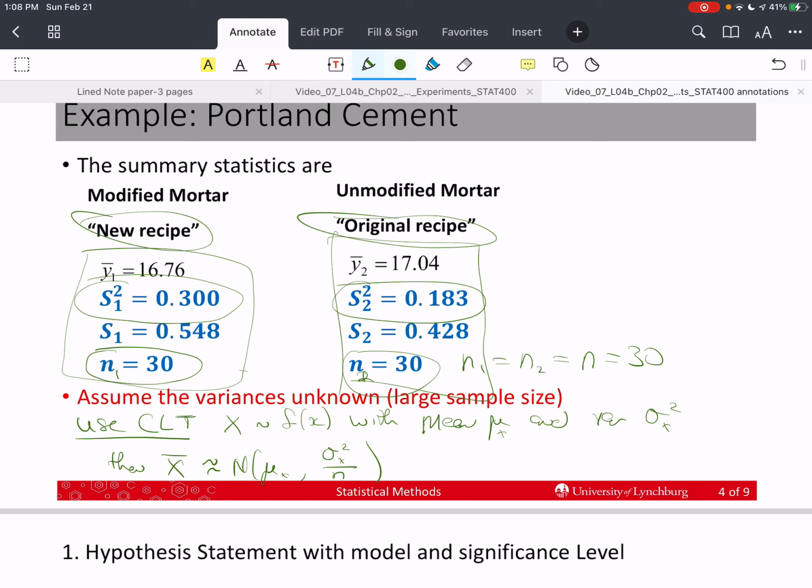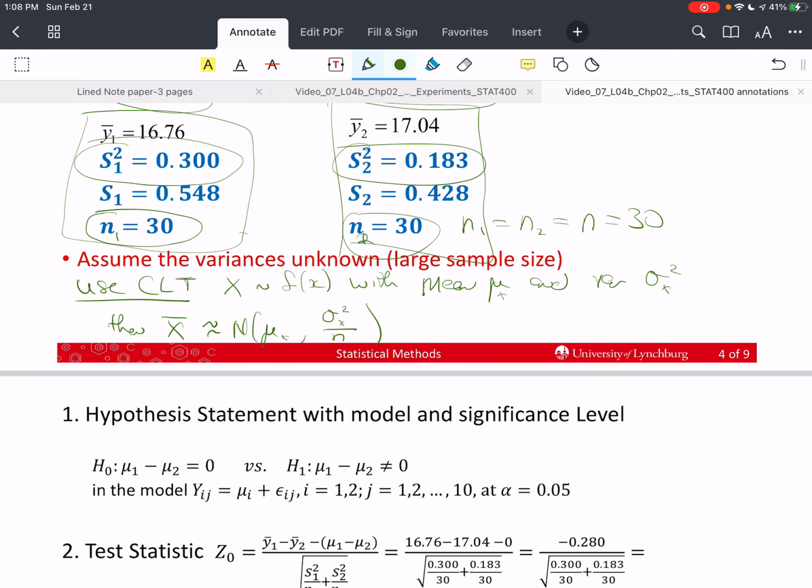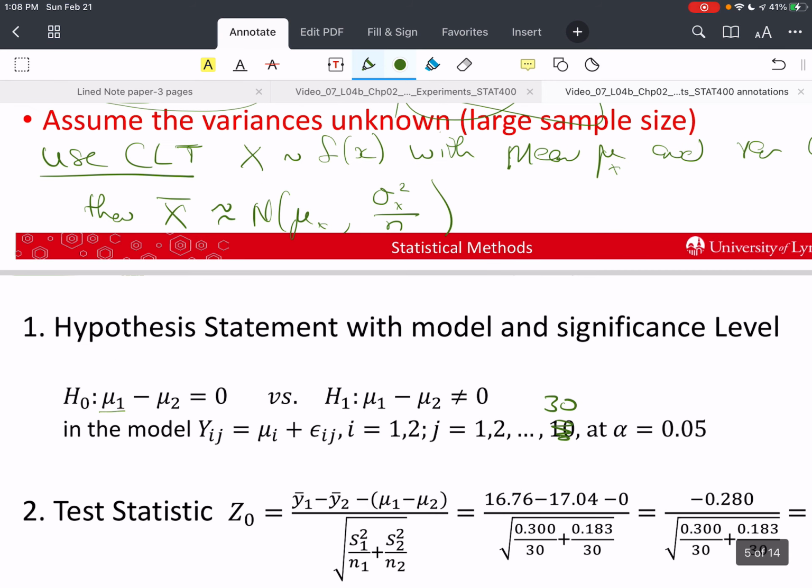We're going to use that fact, and so with our test statistic, we'll use a Z for the standard normal. The hypothesis statement is not really changing. I did need to change the number of samples, so we still have the same statement, mu1 minus mu2 is 0, mu1 minus mu2 not equal to 0, the two-sided test, or two-tailed test. Using the model doesn't change except that i equals 1 and 2, and now j goes from 1 to 30 instead of 1 to 10. And then alpha is still at 0.05.